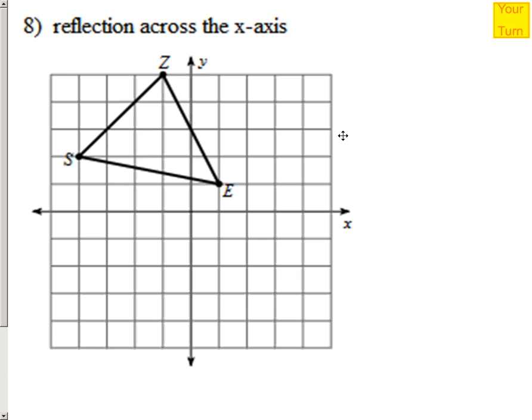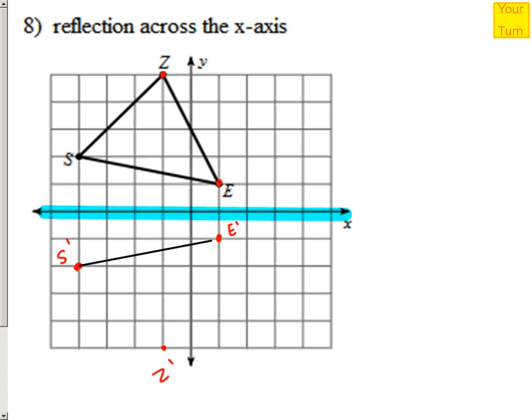Number 8's very, very similar. It's over the x-axis again. Hit pause and do this, and then when you're ready, hit play. Okay, so since E is one above the line of reflection, we'll put E prime one below it. E prime there. Z is 5 above it, so Z prime will be 5 below it. And S is 2 above, so S prime will be 2 below. And I'll do this in real time just so I can talk as we do it.